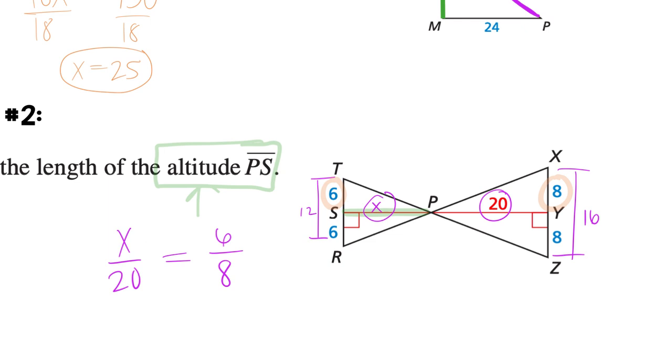Now notice I didn't put 8 over 6. The order does kind of matter here, right? Like if I started with X, then I have to start with 6 because I went from the small shape to the big shape. So you have to do that the same way both times. Small to big, small to big.